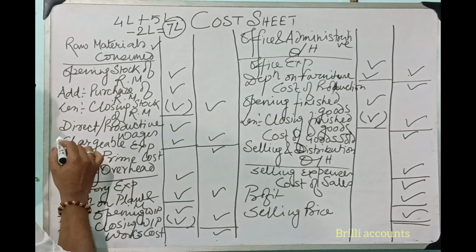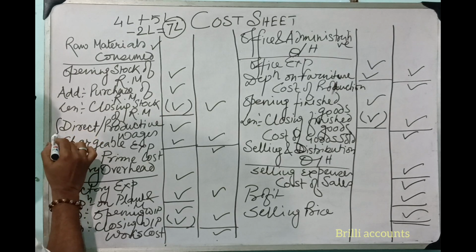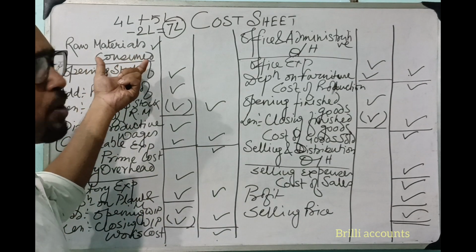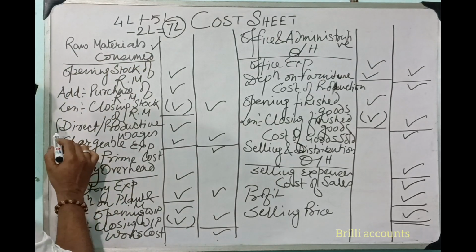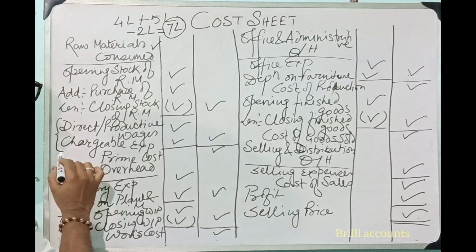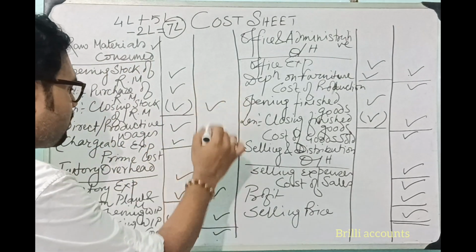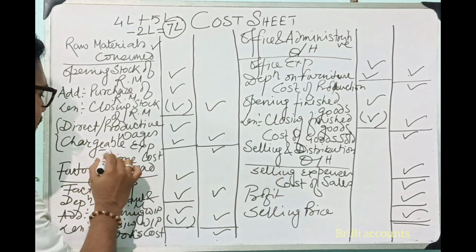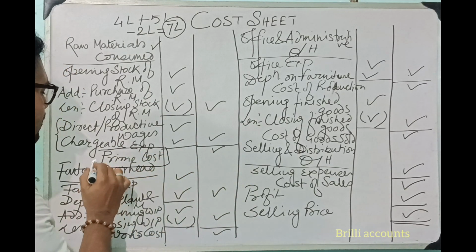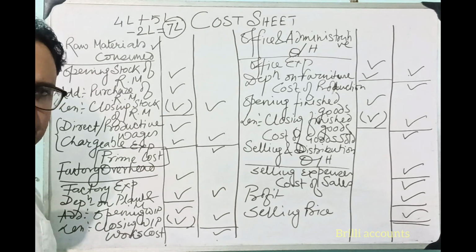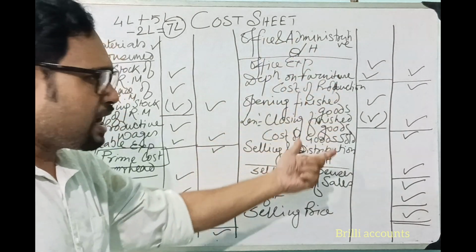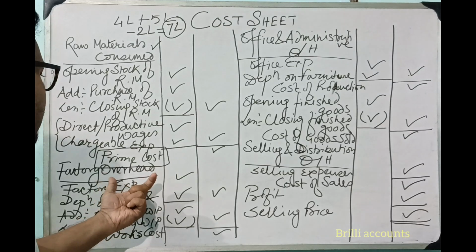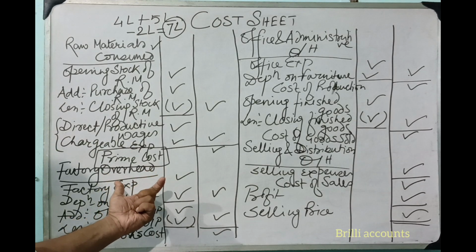After that, what I have written are the expenditures directly related to the production. Directly related to the production, that's why it is called direct or productive wages and chargeable expenses. This will be added to get the item called prime cost. Okay, after prime cost, whatever expenses I have written, look at the end word, it was overhead.